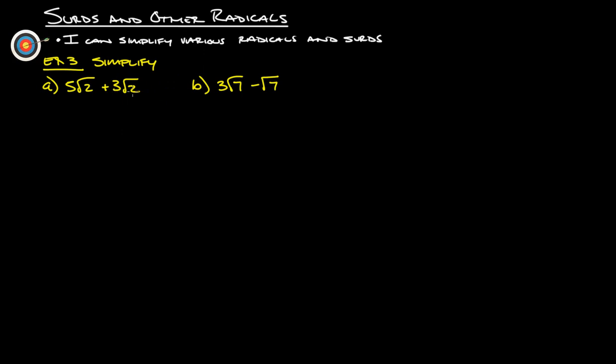Simplify 5 root 2 plus 3 root 2. Since these have the same roots, that's basically saying we have 5 root 2's, and we add 3 more root 2's. How many root 2's do you have? You have 8 root 2's. If you have 3 root 7 minus a root 7, that's minus 1 root 7, so 3 minus 1 gives us 2 root 7's.